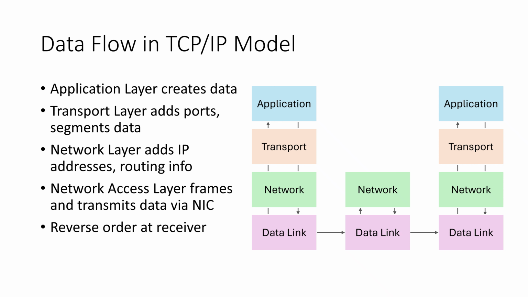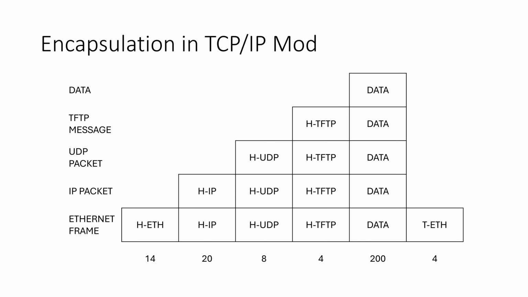At the receiving end, the process works in reverse. Each layer strips off its corresponding header and processes the remaining data before passing it up to the next layer. One of the most important concepts in network communication is encapsulation. As data passes down from the application layer to the physical medium, each layer adds its own control information in the form of headers and sometimes trailers.